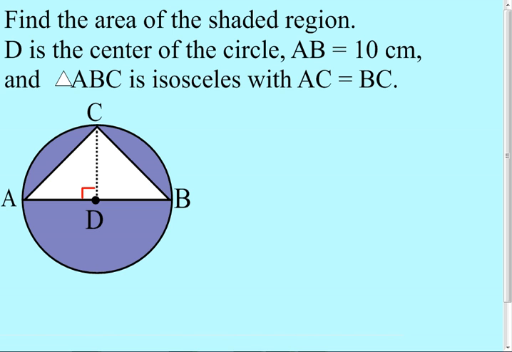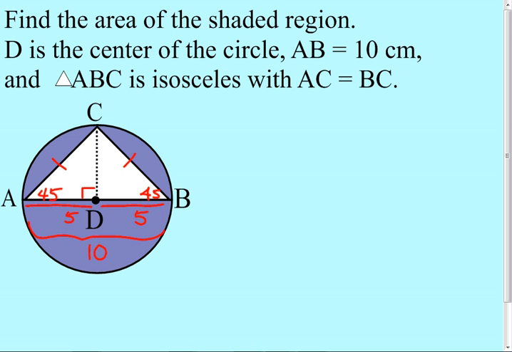What's the plan there? I want the shaded region. First, write in what I know. AB is 10. So this whole thing is 10. So how long are each of these little sections? 5. Now you probably make a good guess of what those angles are. At least I hope. D is the center. AB is 10. Triangle ABC is isosceles with AC being equal to BC. Which means that if that's 90, how big is this angle? 45. This angle is 45.